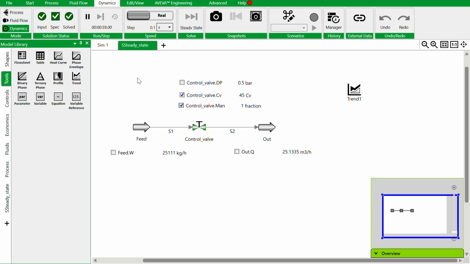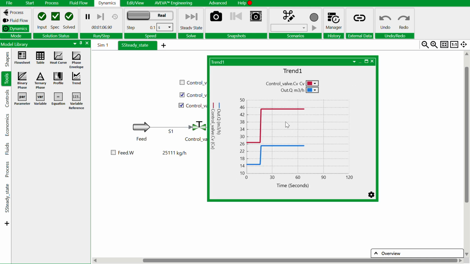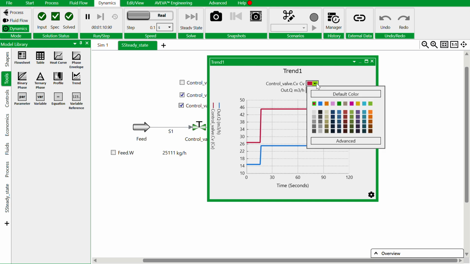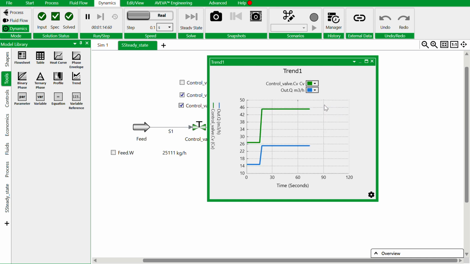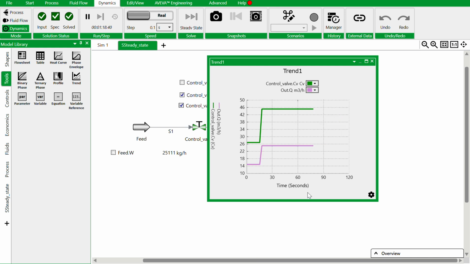So the simulation is in running stage. You can check the trends for the running simulation. You can change the color of control valve CV to green or whatever color you want. This is the graph of control valve CV and the flow rate versus time.